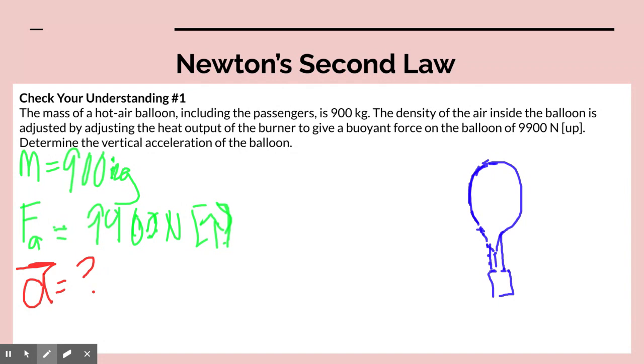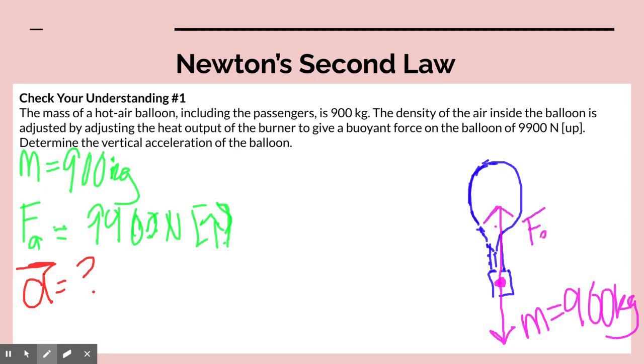So we've got our hot air balloon here. And for our hot air balloon, let's say the mass, just because most of the mass is concentrated here, we're going to say it's right here. It has a downward mass of 900 kilograms. But we do have an upward force, an applied force of 9,900 newtons. We don't have anything to the sides, and this is all that we have.